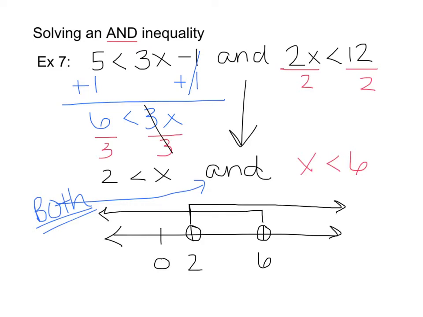Now, from negative infinity to 2, are both inequalities true here? No, only one is true here. From 2 to 6, are both inequalities true here? Yes and yes, there's 2 lines. And then over here on the right hand side, from 6 to positive infinity, are both inequalities true? No, there's only one, so you should shade in the middle of 2 and 6. And that's your answer.